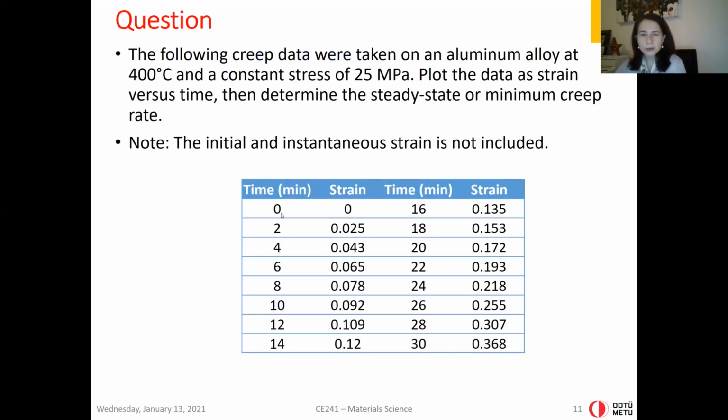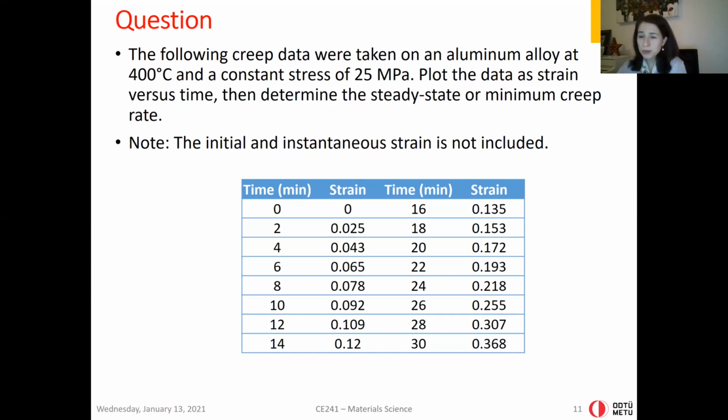So let's solve some questions. Please, after reading the question, pause this video and try to solve it yourself. The following creep data were taken on an aluminum alloy at 400 Celsius and a constant stress of 25 megapascal. Please plot the creep strain versus time graph and determine the steady state or minimum creep rate. And here, initial and instantaneous strain is not included.